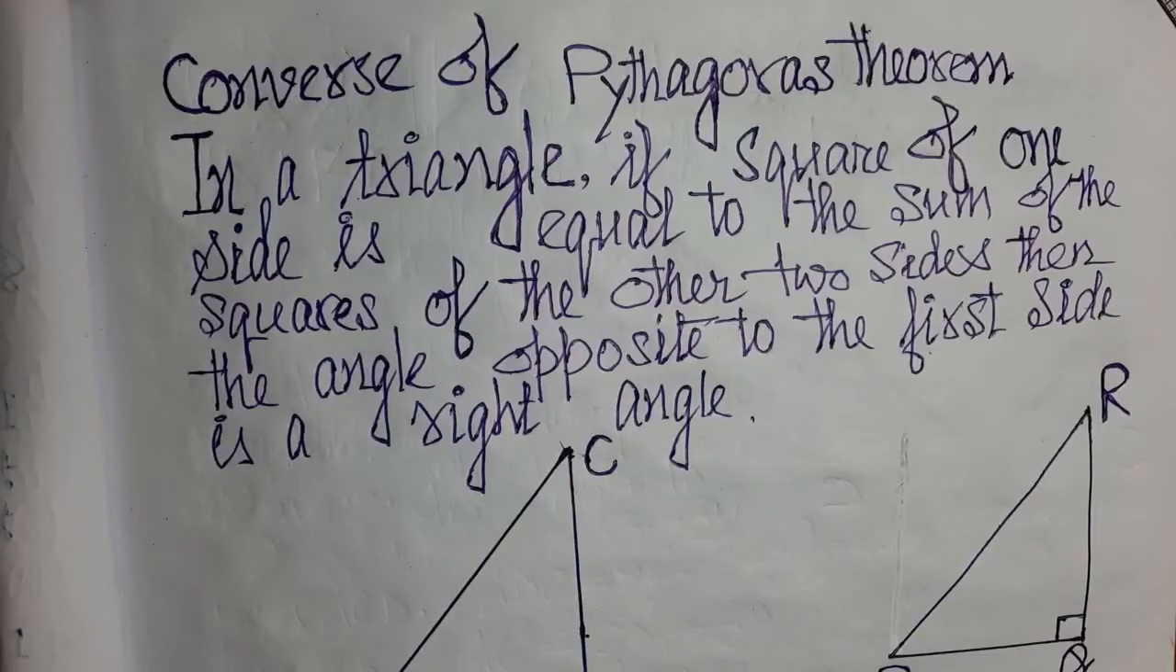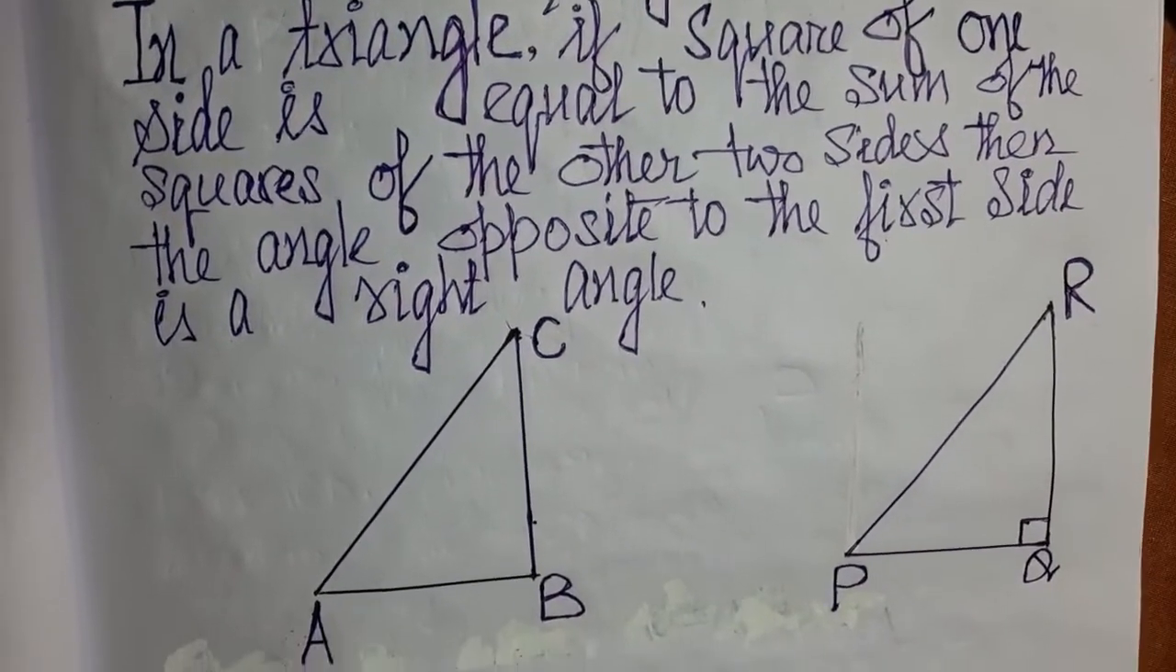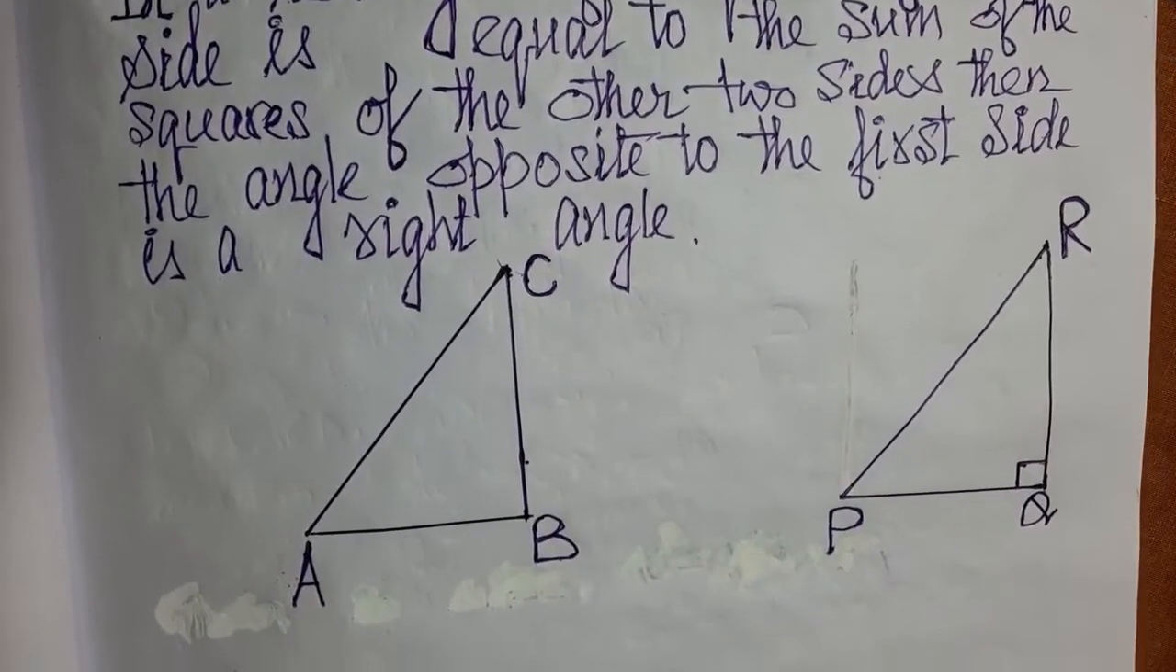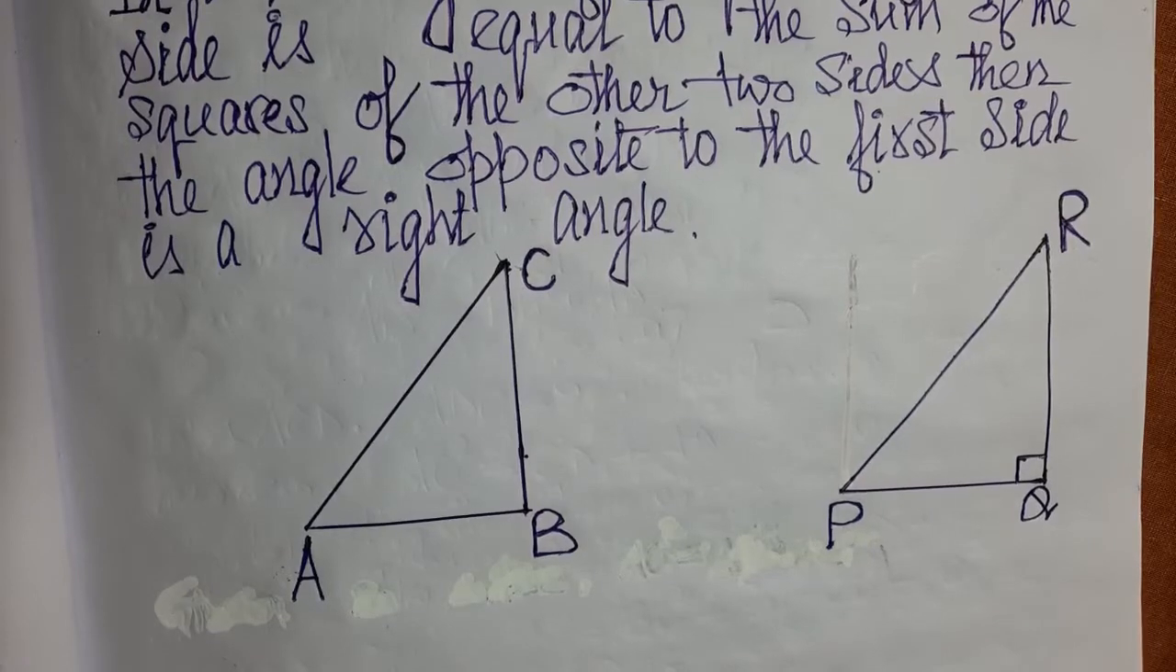Converse of Pythagoras theorem. In a triangle, if square of one side is equal to the sum of the squares of the other two sides, then the angle opposite to the first side is a right angle.